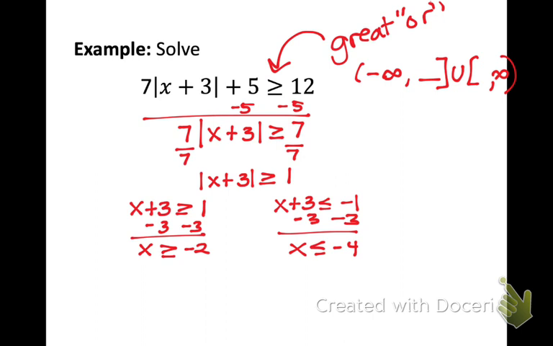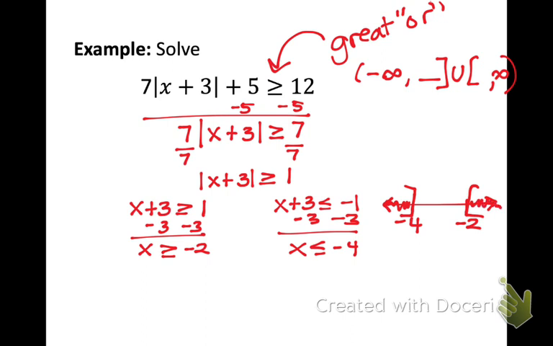What's smaller, -4 or -2? -4 is smaller than -2. Wait, why? Oh, because it's negative. Square bracket or parenthesis at -4? Square bracket. Shading to the left or to the right? Left. Square bracket at -2. Right or left? Right.